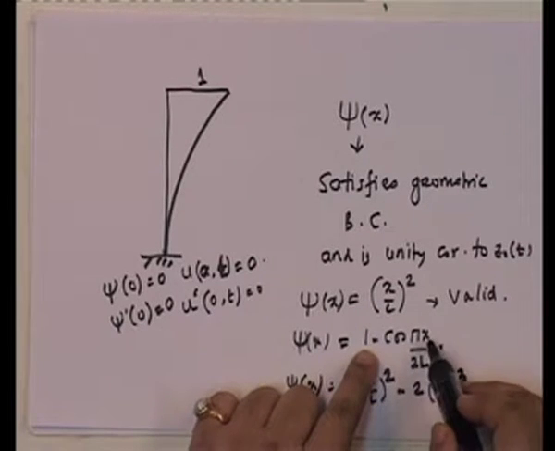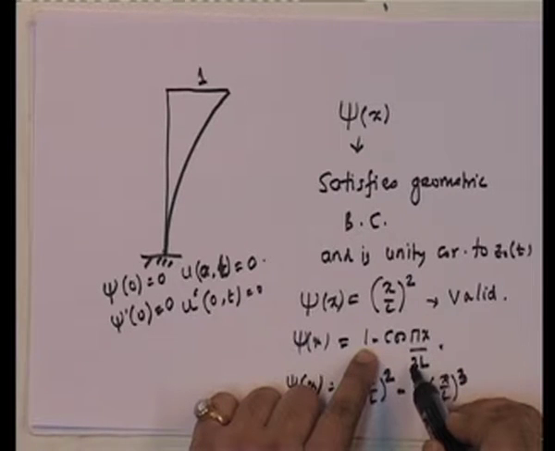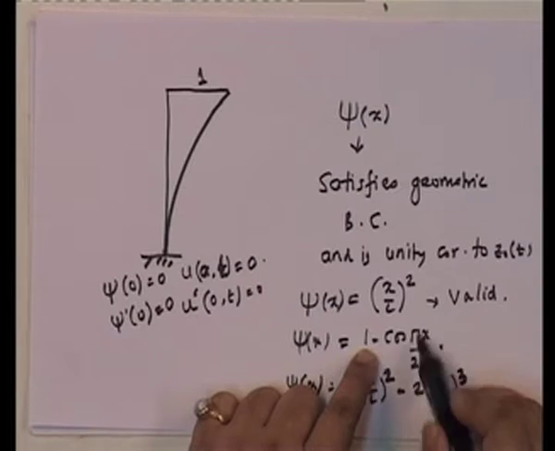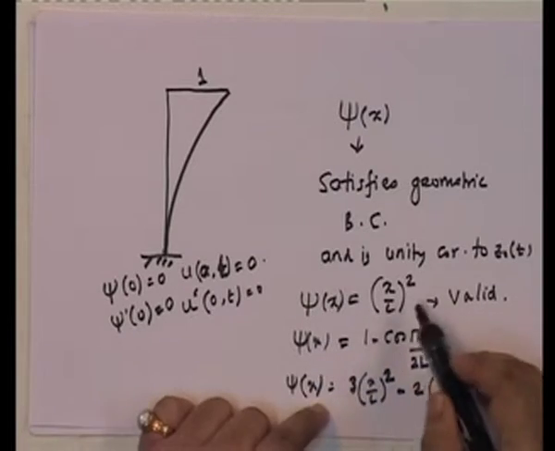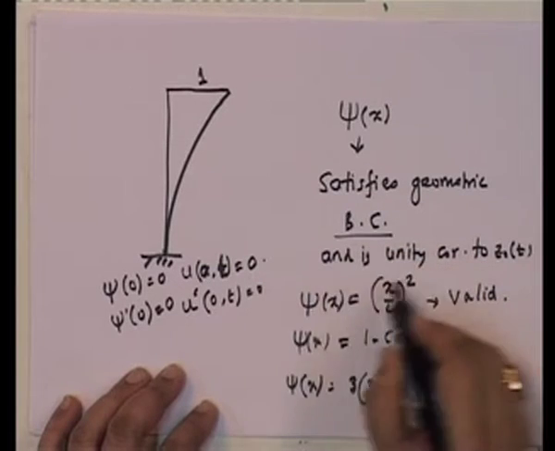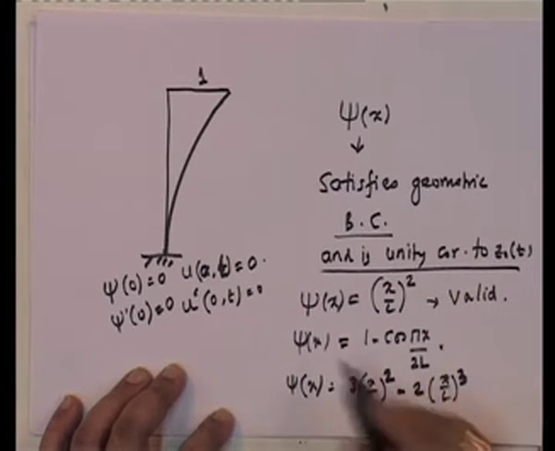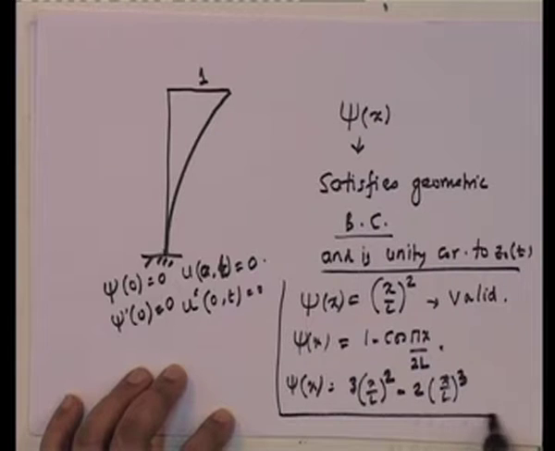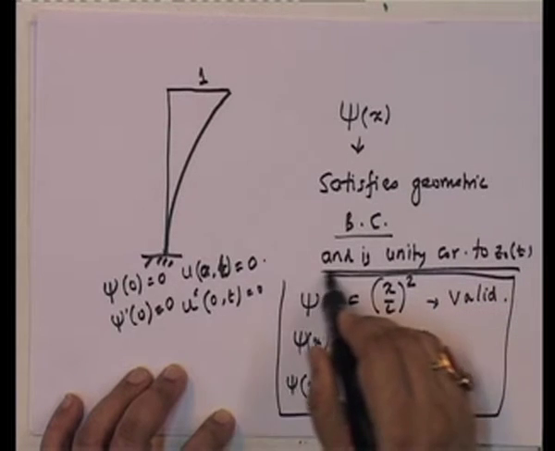Put this x equal to L, this becomes L upon L squared minus 2, which is 1. Okay. Let us look at this. Put x equal to L. What happens? Cosine pi over 2. What is cosine pi over 2? 0. 1 minus 0 is 1. All of them satisfy the geometric boundary conditions and are unity. So, all of these are valid.